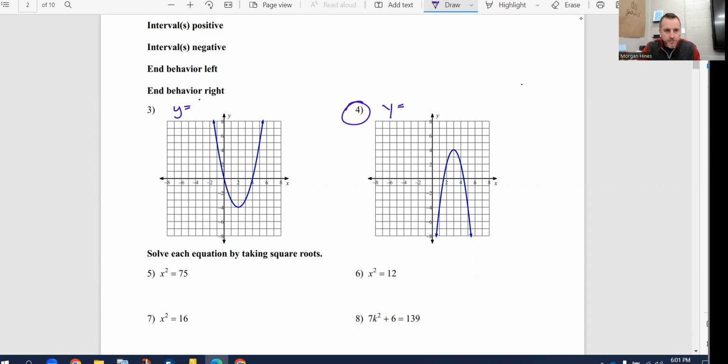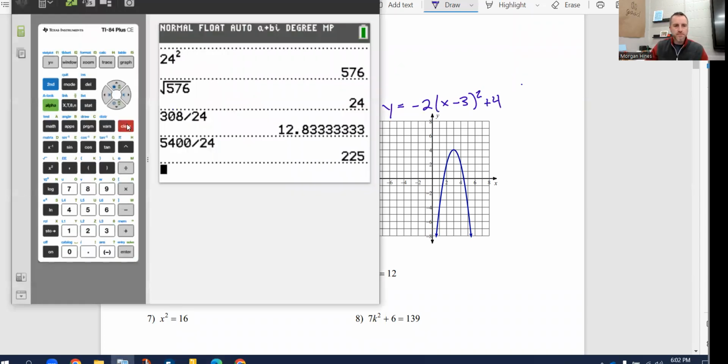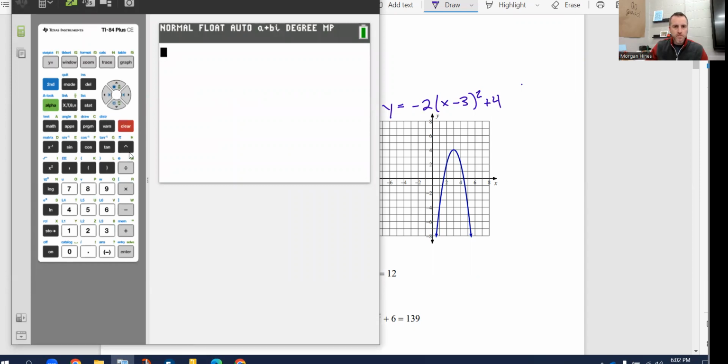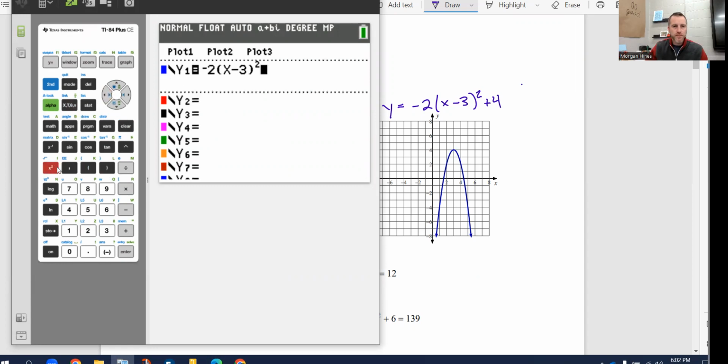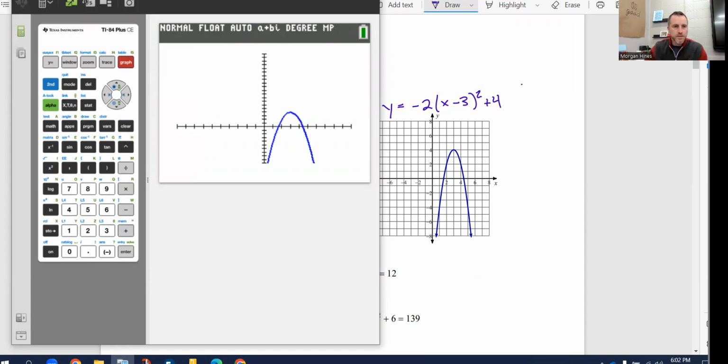This is (x - 2)² - 4. That's this function for number 3. But number 4, this function is -2(x - 3)² + 4. So we're actually going to look at this one on this calculator here. Make sure that that function actually works. Negative 2 (x - 3), whoa, that's not a squared. Squared plus 4. Huh? Done. Matches. Good.